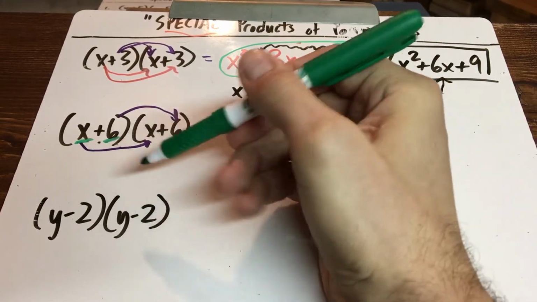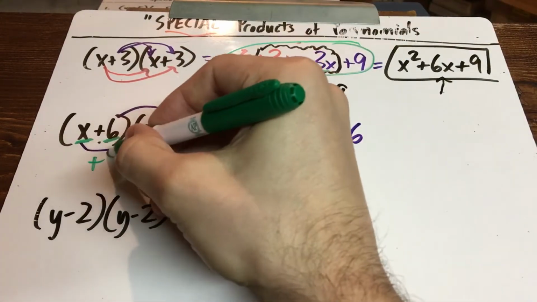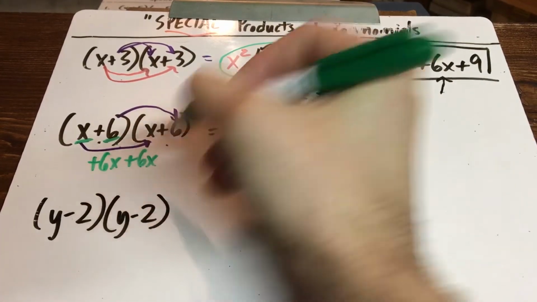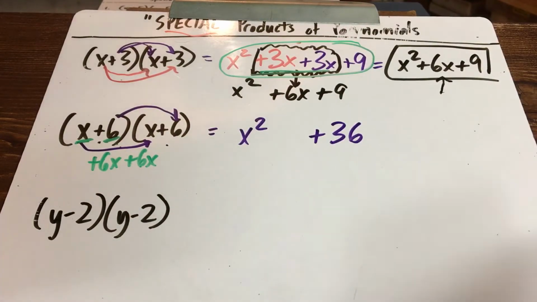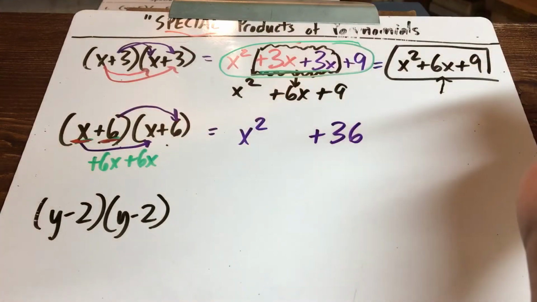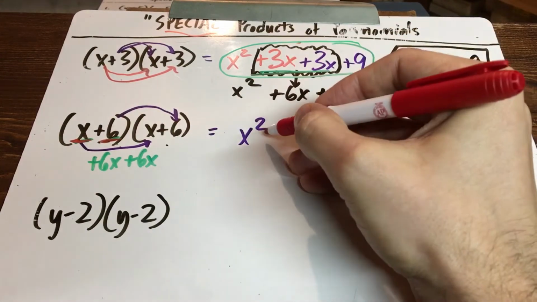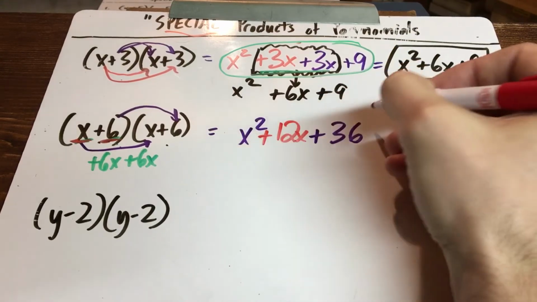You do 6 times x, and then, hang on, I said that wrong. Let me back up. You do 6 times x, and then you double it, right? You take it times 2, because your two terms in the middle on this one would be 6x and 6x. So let me do that one more time, right? In order to get the middle term, you do x times 6, and then you double it, right? 6 times x is 6x, and if I double that, 6 and 6 would make 12 in the middle.